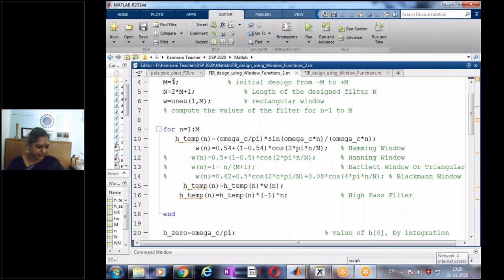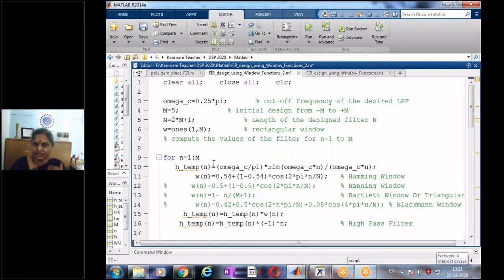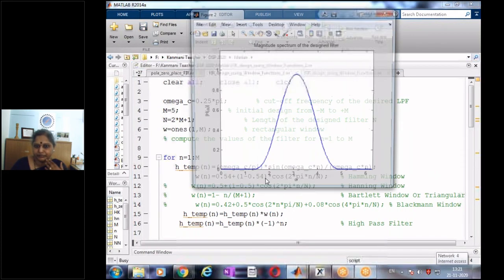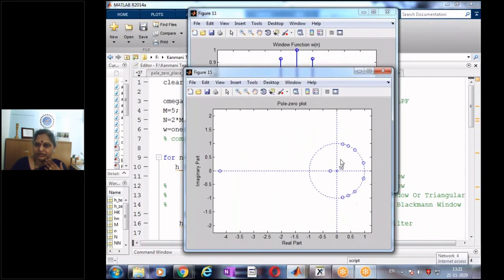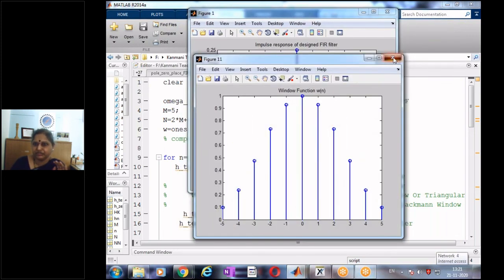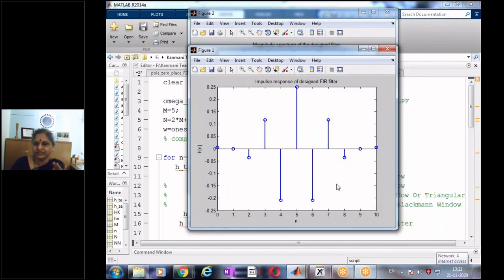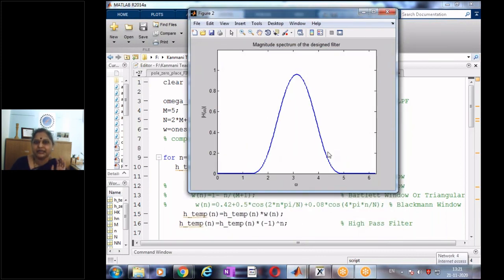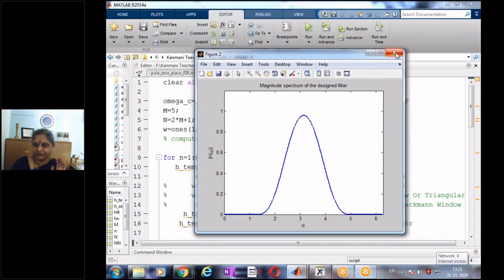Now let us take a higher length. Let us take 5. So now m is equal to 5, which implies my filter is going to be of length 11. In the pole zero plot, we have all the zeros on the right hand side. So looking at the pole zero plot, we can identify it as a high pass filter. And this is my window function for length 11. And this is my impulse response of the design filter. This is the required design. This is the filter design which is completed by identifying the impulse response coefficients. And this is my frequency response of the design filter.